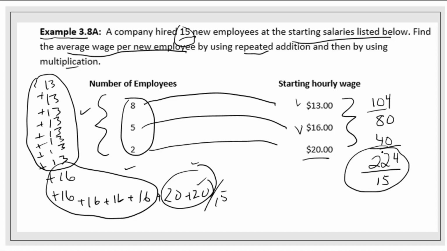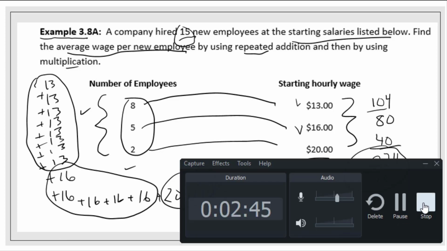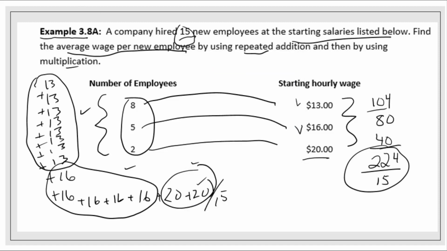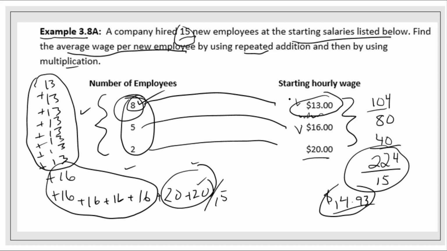So I don't expect you to do that in your head. You can throw it on a calculator, and you will get 224 divided by 15, and you get 14.93. Which is the average. And you would expect it to be somewhere in here, 14.93, because over half the employees started at $13 an hour. So it's pulling the average. The average has to be between 13 and 20, but it's pulling it down towards 13 because there's so many people at 13.